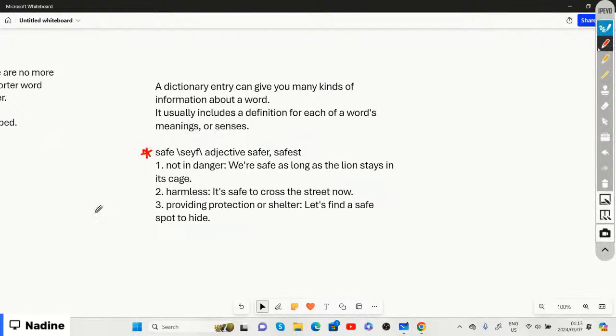We even have the way we can say the word. This is the pronunciation of the word. So the pronunciation of the word.